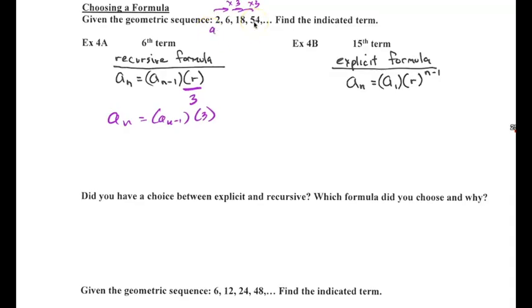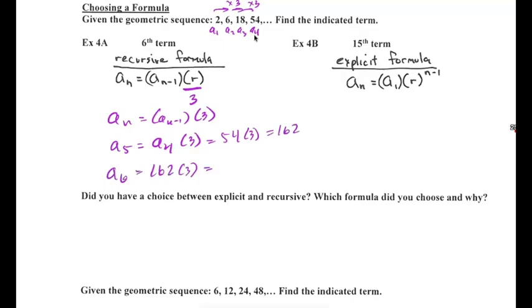Let's figure out what terms we have. We have a1, a2, a3, a4. If I want a5, all this means is the previous term, a4, times our common ratio of 3. a4 was 54, so this is going to be 54 times 3, which is 162. Then if I want a6, I just take that 162 and multiply it by 3, and I get 486. That's the 6th term that they want me to find.